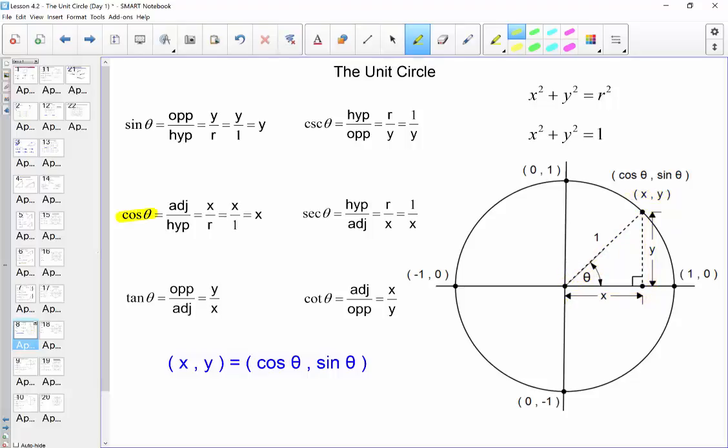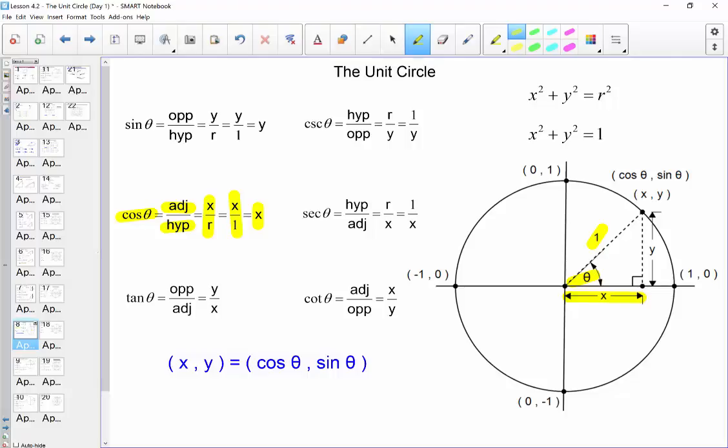Now let's go back to our trig functions for a moment. The cosine of theta is equal to the adjacent side over the hypotenuse. So I'm looking at angle theta. We have our adjacent side x and our hypotenuse 1. So it equals x over 1. In general terms, it equals x over r, but because the radius is equal to 1, it's x over 1. But x over 1 simplifies to just x. So the cosine of theta equals x.